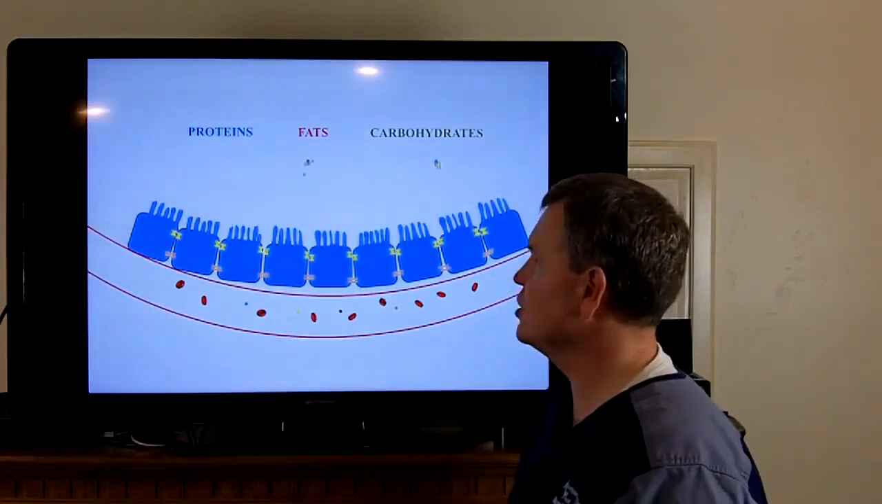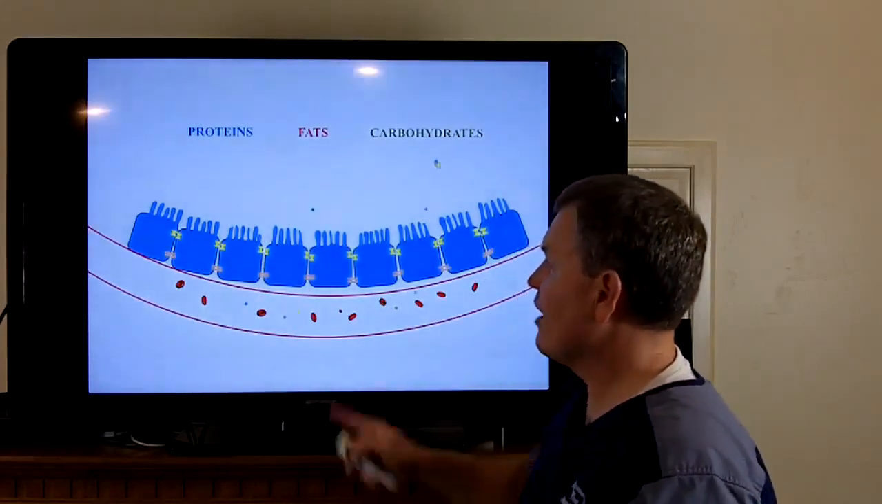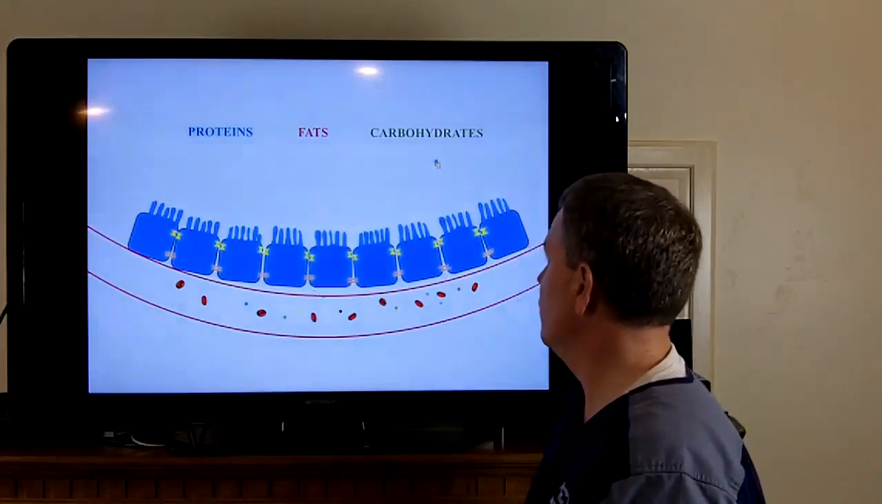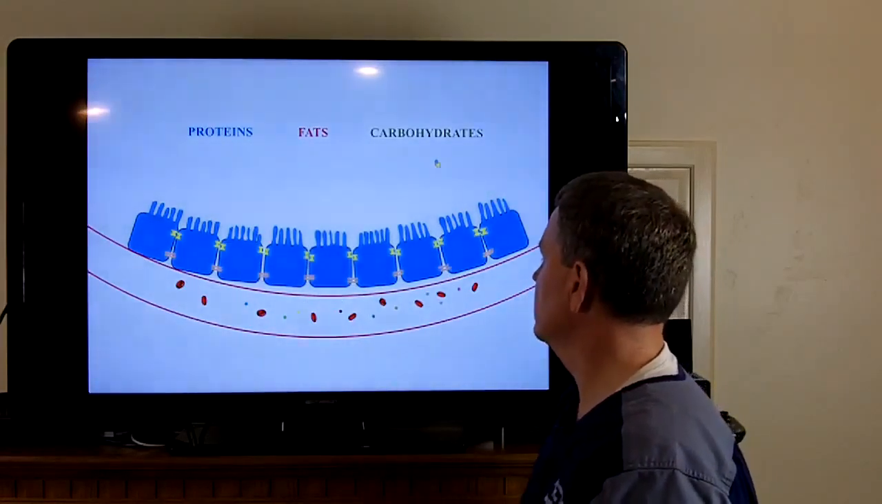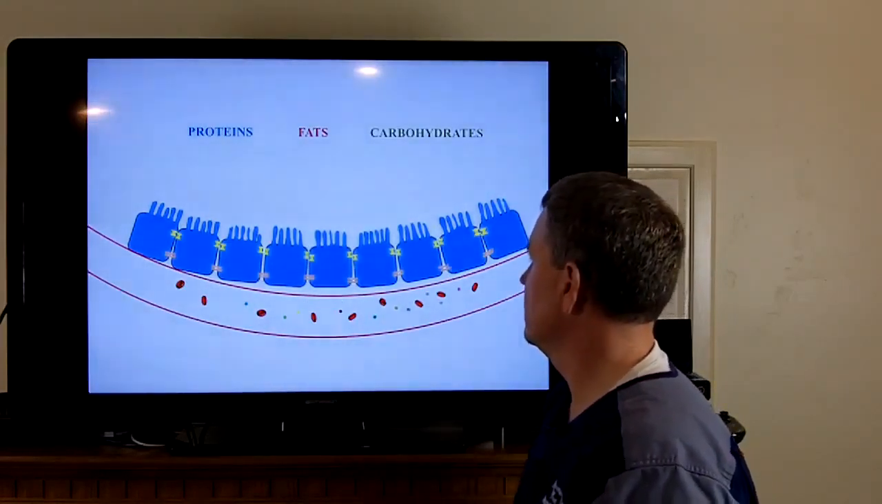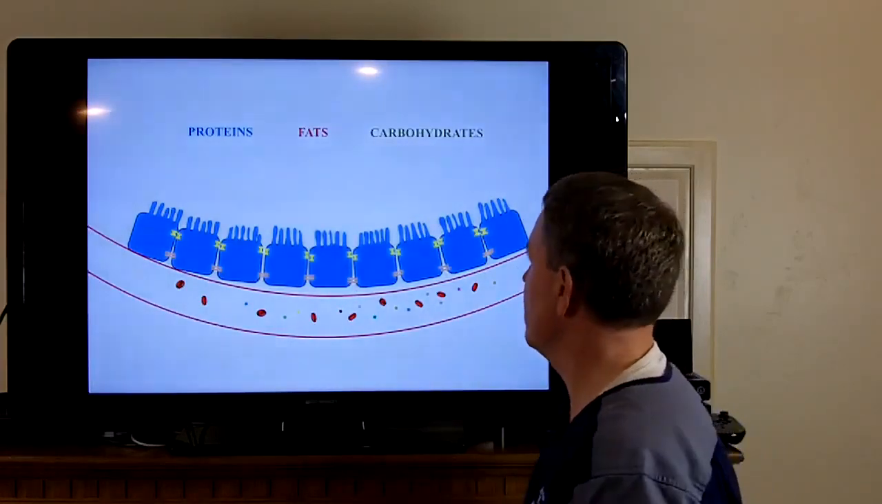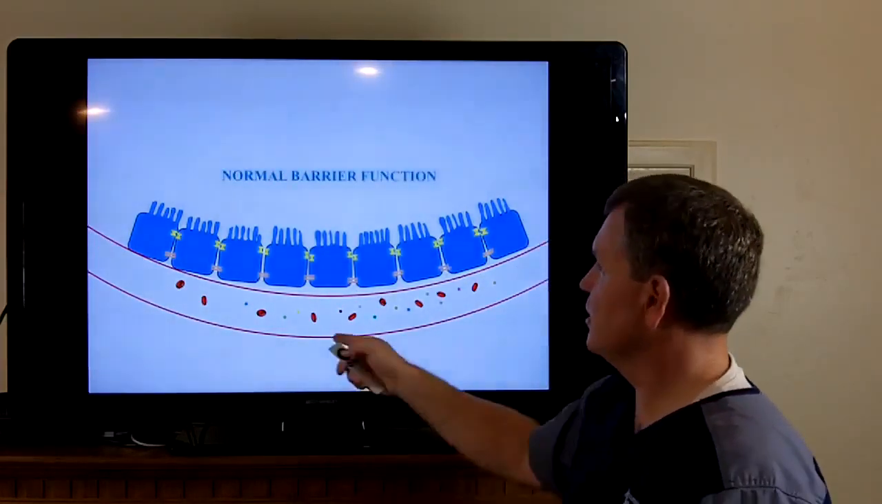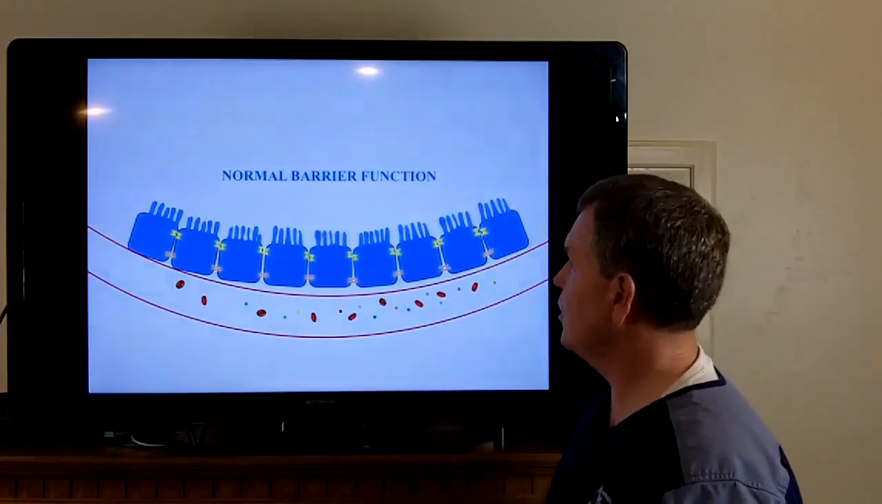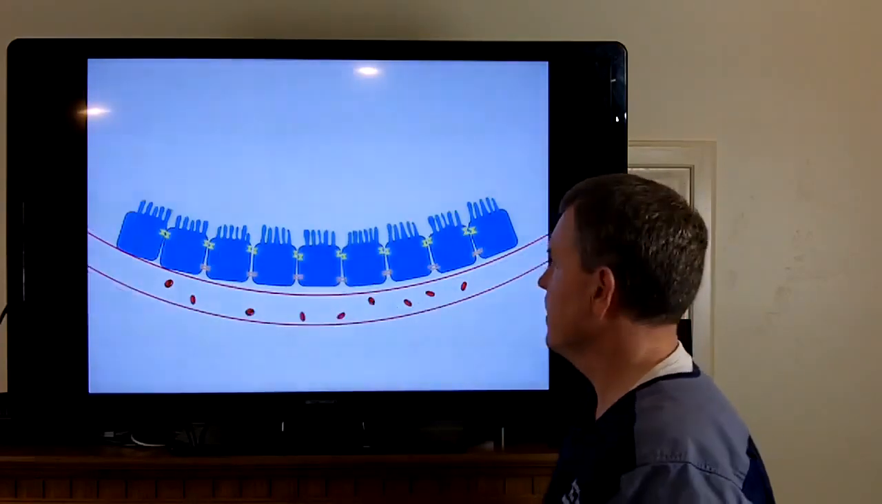Now, we have some other problems going on. Part of the reason that we have issues is because we have breakdown, and that's where we're going to get to real quickly here. Now, so it gets into the bloodstream. That's our normal barrier function.